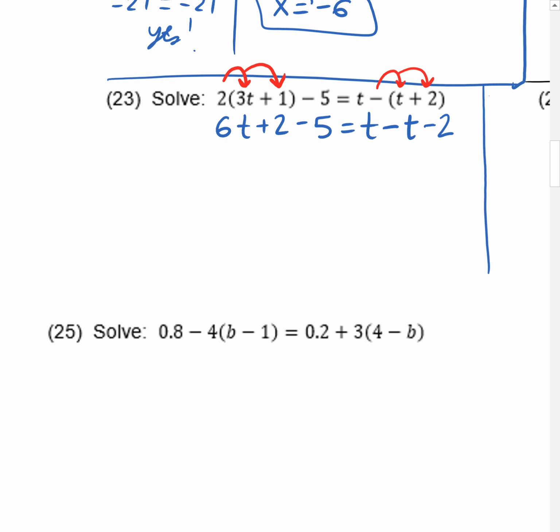And now there are some like terms on the left. We have 6t, and then 2 minus 5 makes negative 3. On the right, t minus t is 0. They cancel each other. So you're just left with that negative 2 that was already there.